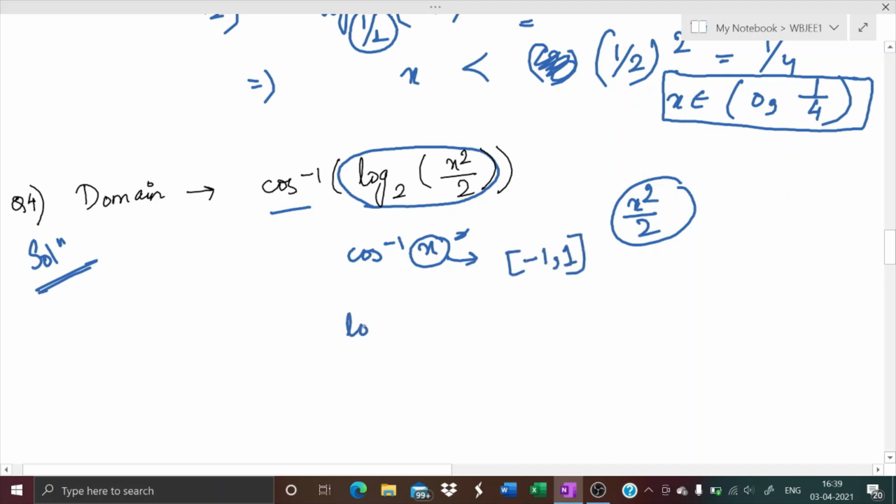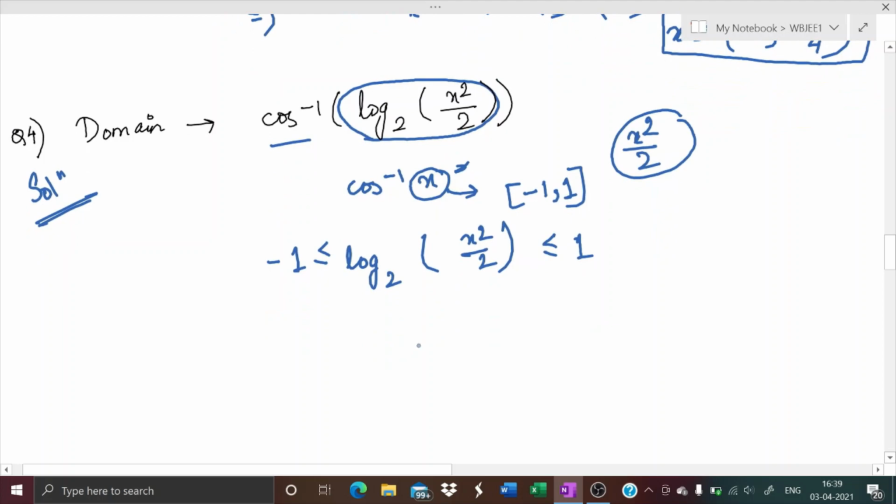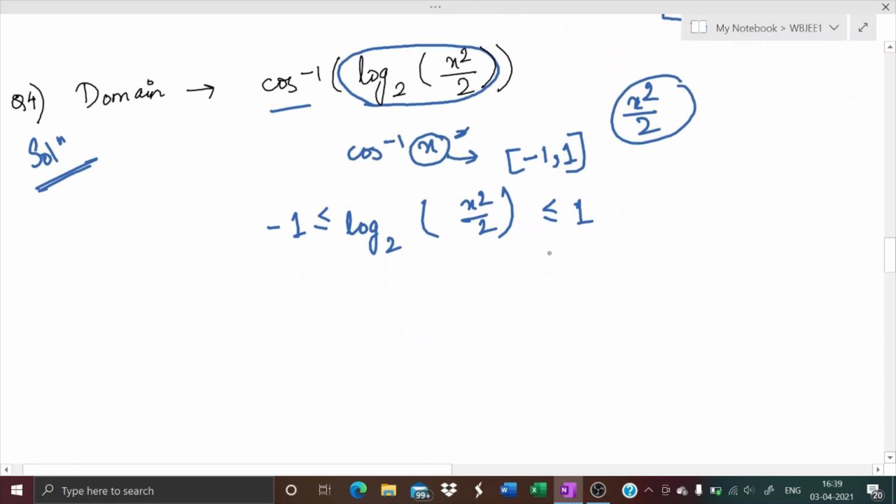In cos inverse x, the x would always be between 1 and -1, in inverse trigonometry. So log of x square by 2 would be between -1 and 1, less than or equal to, greater than or equal to. So if I take the power on both sides, and since the base is not a fractional value, the sign would be retained. So x square by 2 will be less than or equal to 2 and greater than or equal to half.